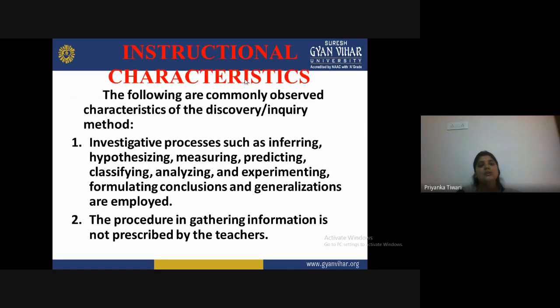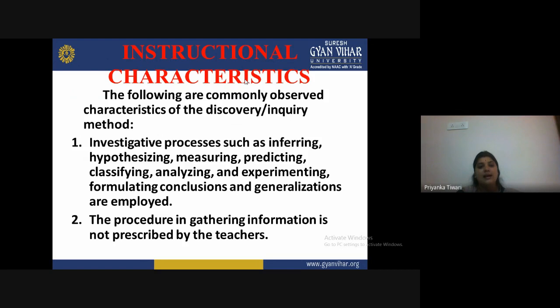So, instructional characteristics. The following are commonly observed characteristics of the discovery inquiry method: investigative processes such as inferring, hypothesizing, measuring, predicting, classifying, analyzing, and experimenting, and formulating conclusions and generalizations are employed.